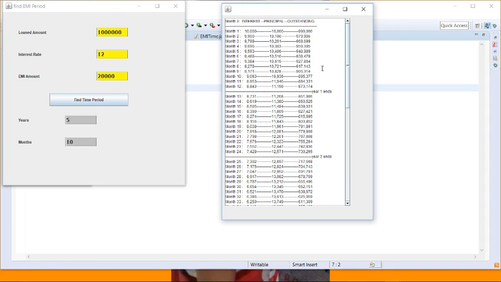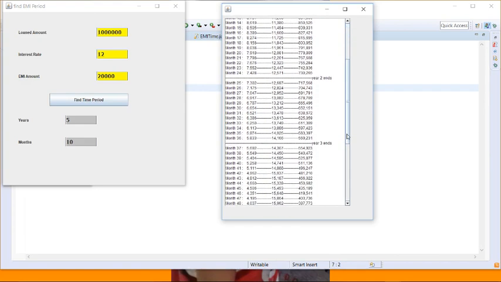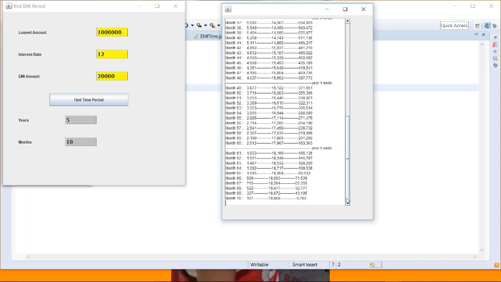After paying these two, your outstanding amount would be 979,900. Similarly, by the end of 1 year, the outstanding amount would be 873,174. Similarly, after each month and each year, we are showing the data. So after 5 years and 10 months, the amount will be cleared. This is what will happen.